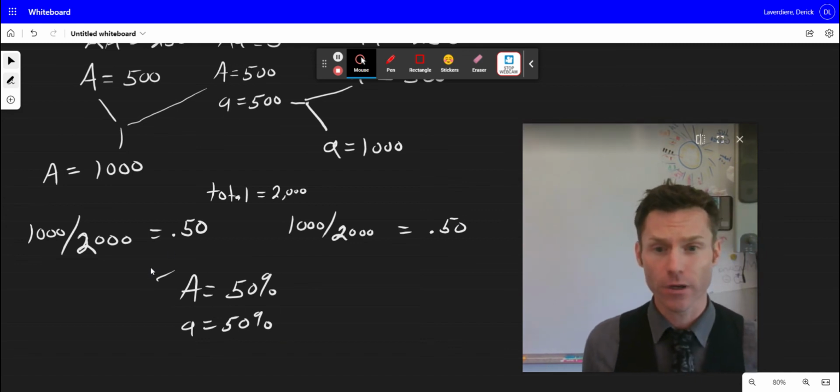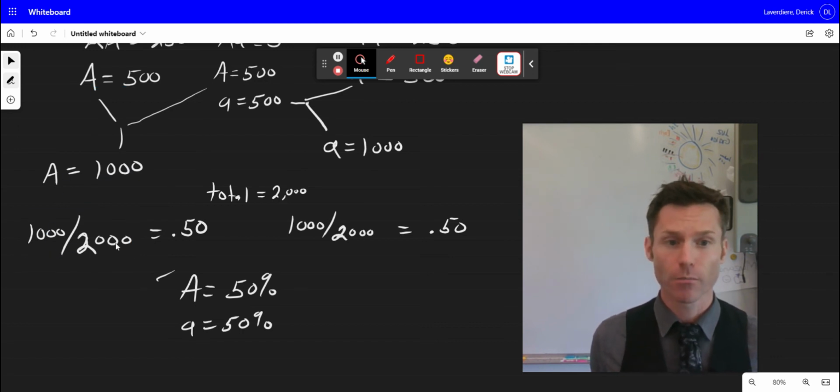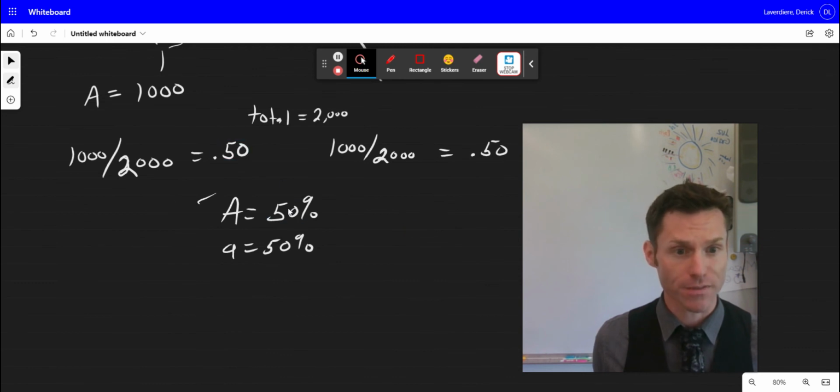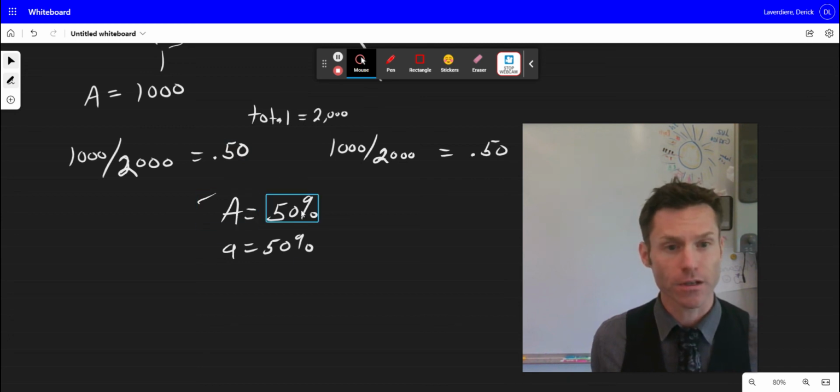So to find the frequency of each allele, I'm going to take the number of that allele. So I have 1,000 big A's. I'm going to divide it by the total number of alleles in this population. So I take 1,000, I divide it by 2,000, and that gives me 0.50. I do the same thing for little a's. I have 1,000 little a's. I divide it by 2,000. That gives me 0.50. 0.50 is the same as 50%. So my allele frequency is 50% big A, 50% little a.